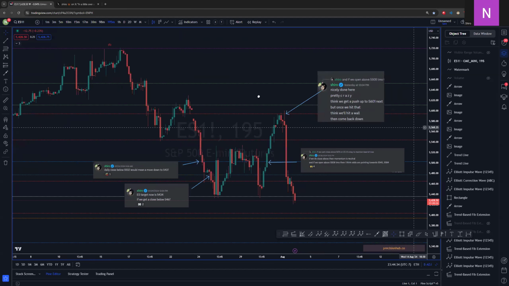This is just an explanation as to how I was able to see and predict how price action unfolds. You can see I labeled these four messages here that I posted in the Discord, predicting what price would do afterwards.